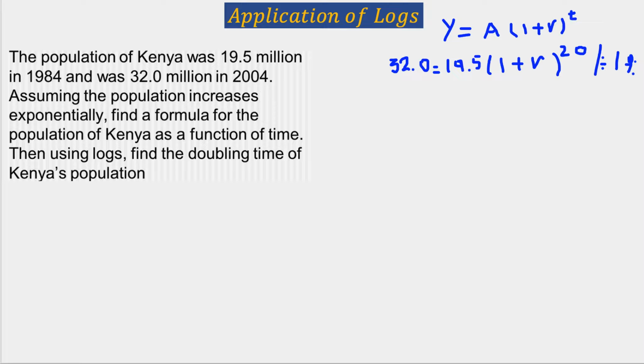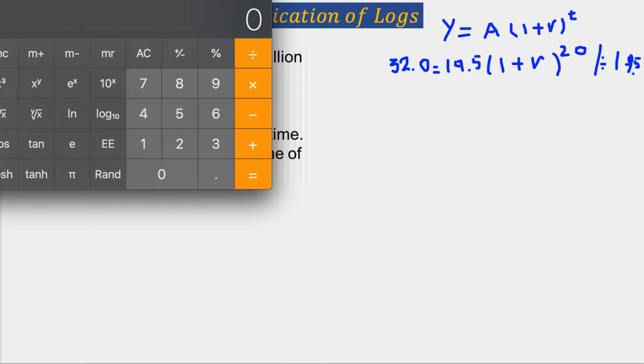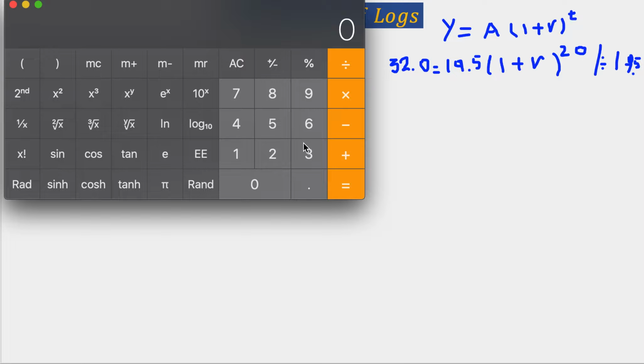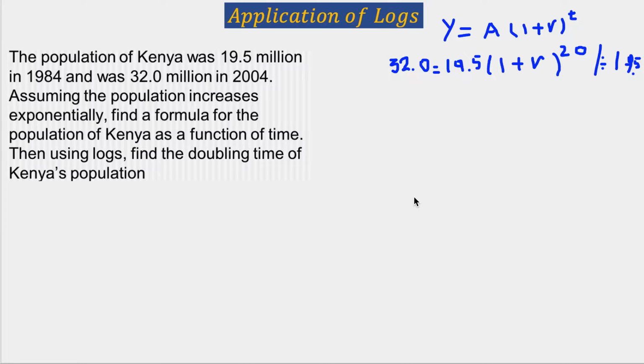Now let me take a calculator and divide 32 by 19.5. We get 1.64. On the other side, 19.5 divided by 19.5 disappears, and what remains is 1 plus r, in exponent of 20.